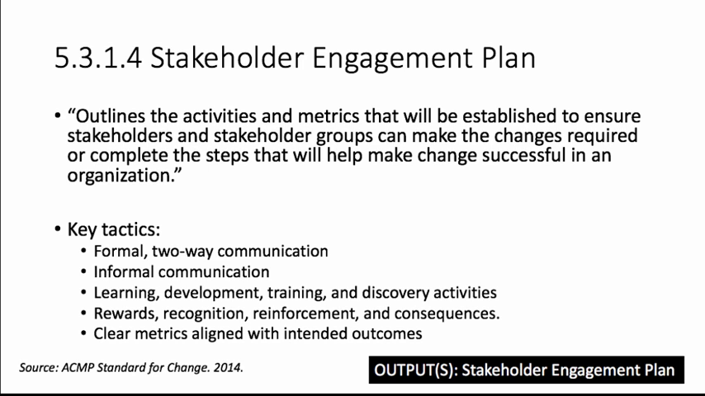In order for successful organizational change to occur, gaps that exist between current and future states need to be eliminated. A good stakeholder analysis identifies the key components of those gaps, and the stakeholder engagement plan provides the relevant activity to address components and close the gaps. A number of tactics can be employed in a stakeholder engagement plan. The most common activities include formal, two-way, and informal communication; learning, development, training, and discovery activities; and rewards, recognition, reinforcement, and consequences. Successful stakeholder engagement plans include clear metrics to ensure that the plan is meeting the intended outcomes.